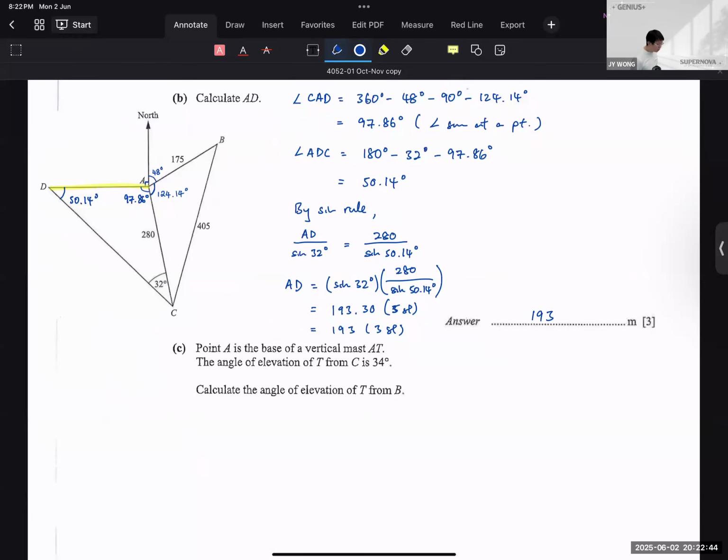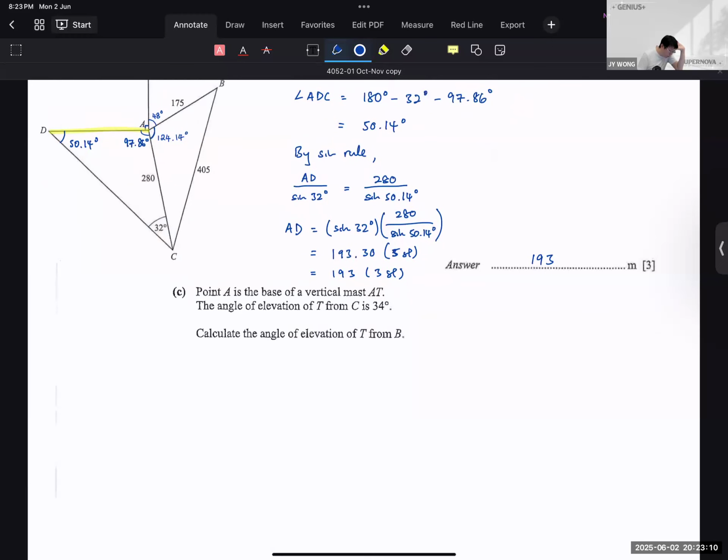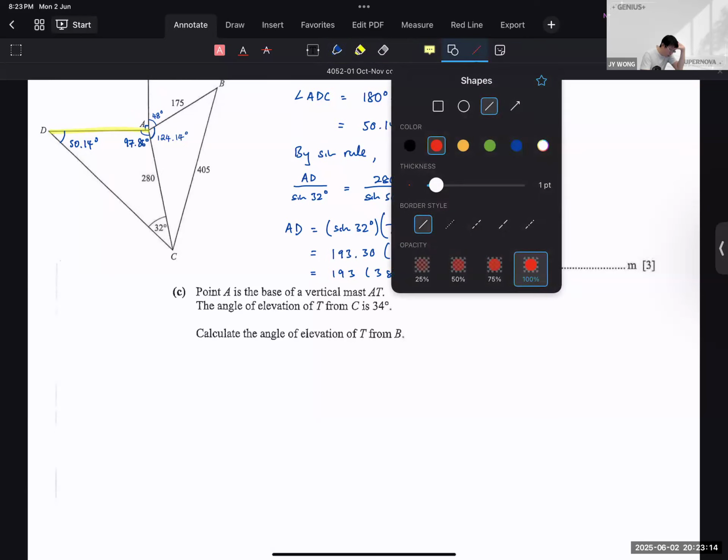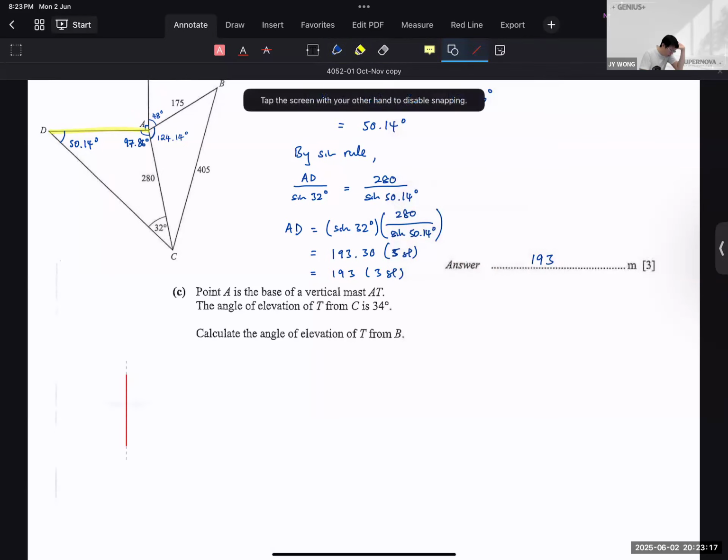Next. Okay, so I see you got question C already. What triangle do I need to draw first? Which triangle do I need to draw? So you need to draw the triangle ATC, right? Because point A is the base of a vertical mast AT, and the angle of elevation from C is 34 degrees. So I need to draw the vertical. You must know what is the correct vertical. The vertical is AT.